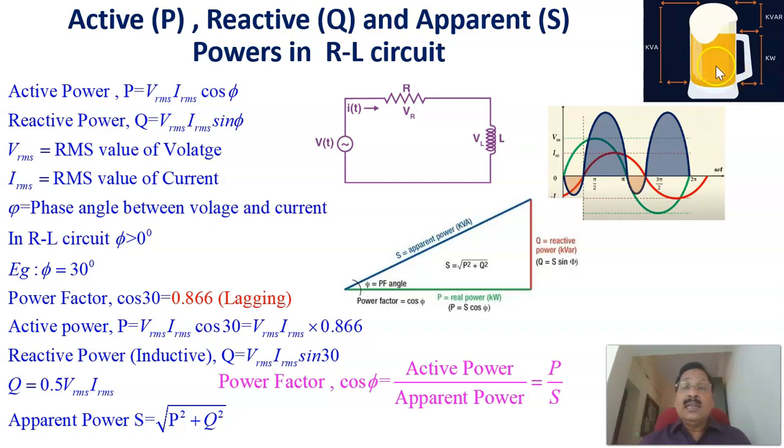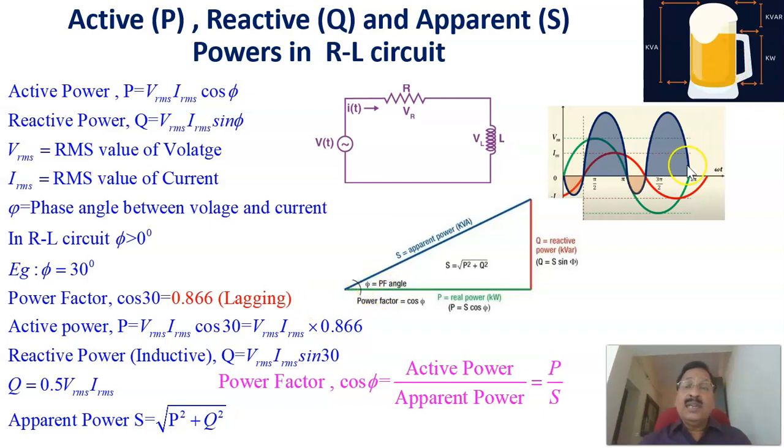Analogously, this represents the analogous value. Real power is the height of the cocktail, the actual cocktail, that is the useful power actually. This is a useful power as such, as I'm telling, analogous to the active power. And above that, one foam layer is there. That's not useful, but it's required. That is why the total height of the glass represents the apparent power.